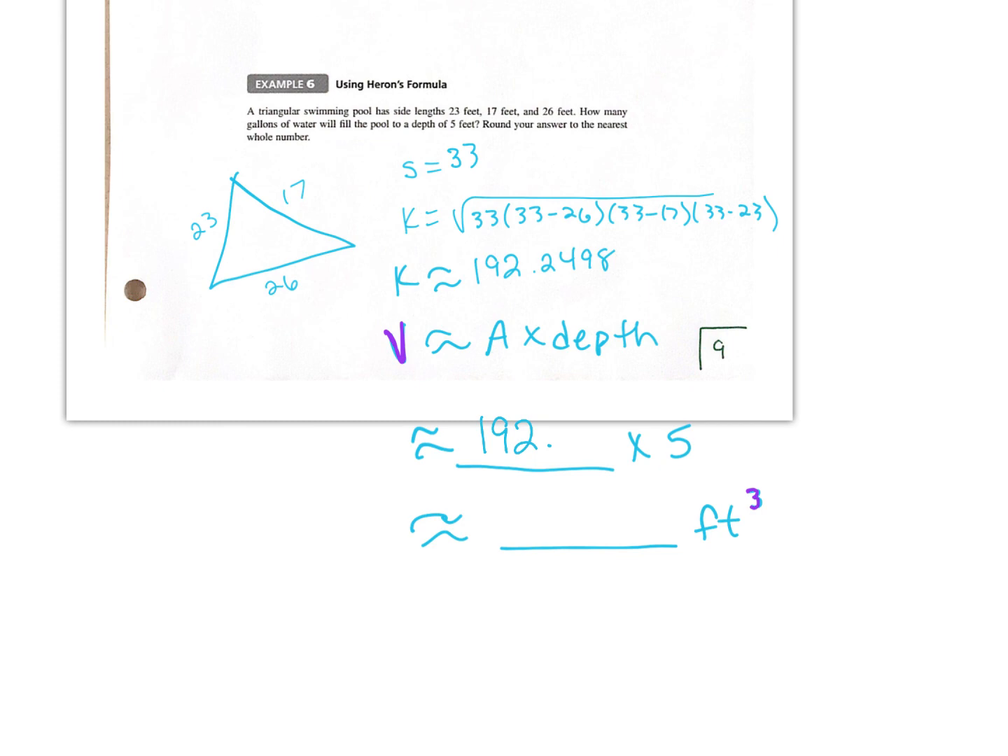All right, so 192 point whatever place you're rounding to times 5. We get that the volume ends up being 961 point, I got 2.25 feet cubed. Wait, would it be gallons? Because it's asking for the gallons of the water. And it says the nearest whole number. Oh, yes, I'm sorry. It says whole number. Yes, it is saying round to the nearest whole number, so 961, and, yeah, gallons.